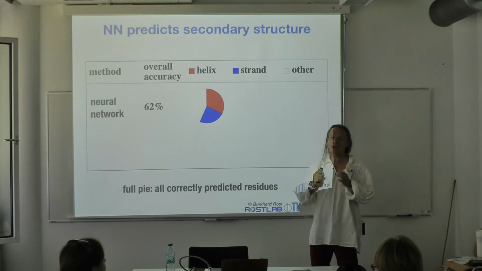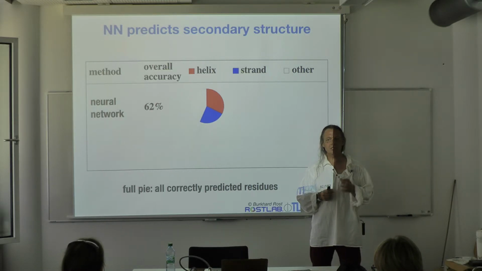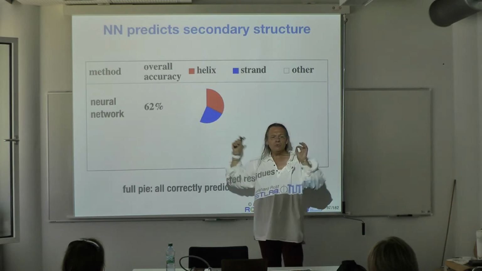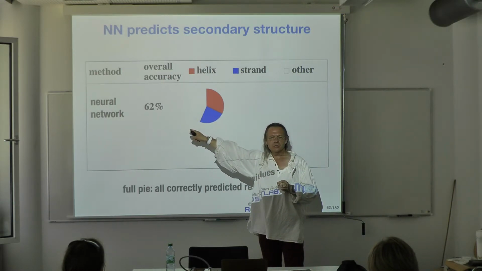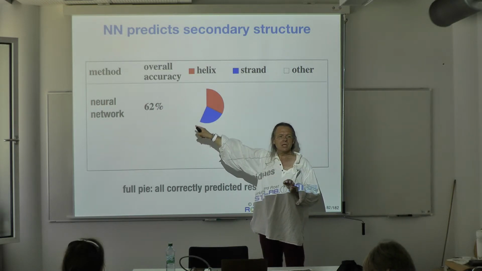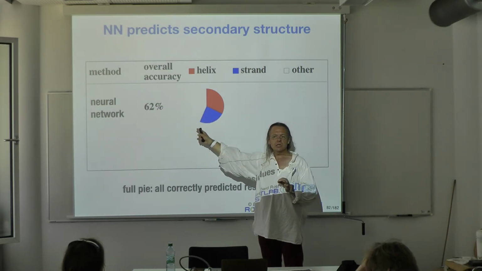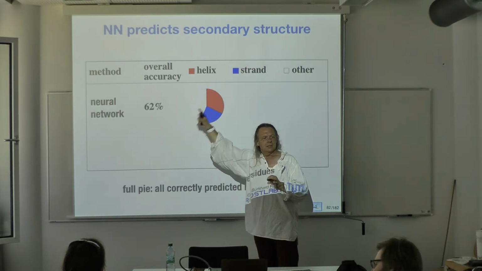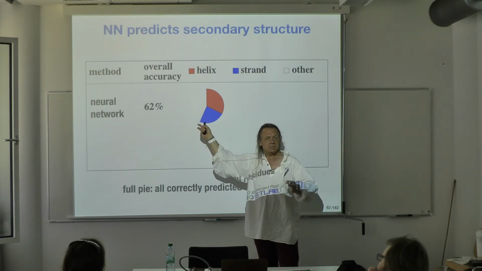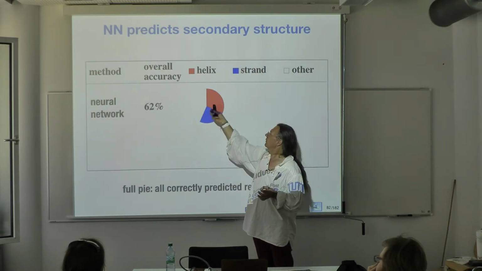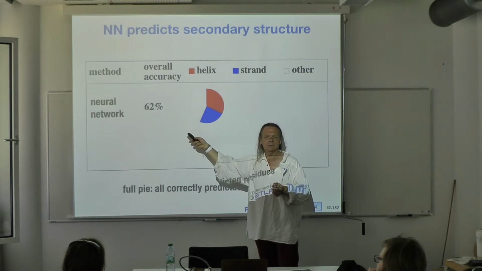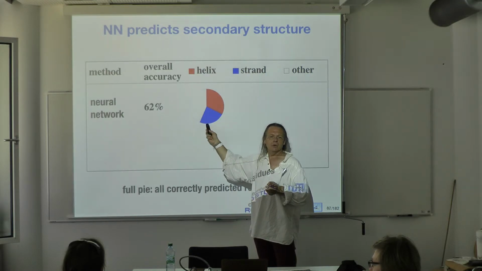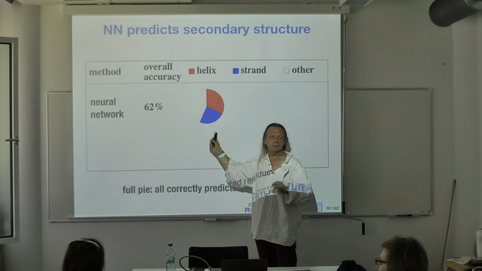So we have 62% accuracy, Q3 of 62%. So 62% of the residues are correctly predicted out of 3 states. When I now ask what fraction of the correctly predicted residues are helix in red, are beta strand in blue, and are other in white. The whole thing is the 62% that you correctly predict, and of those, most are white. The second highest fraction is red, and the lowest fraction is blue. That's the method.